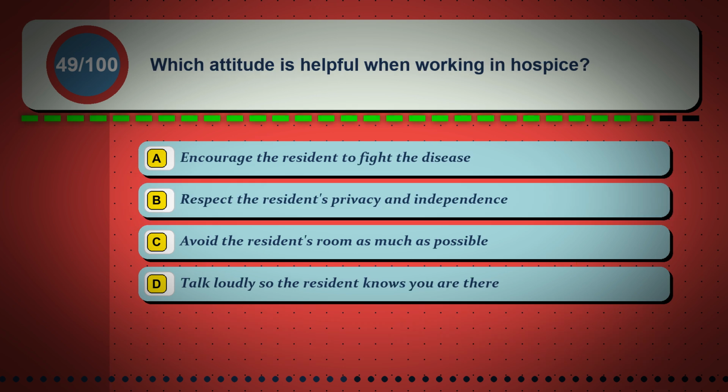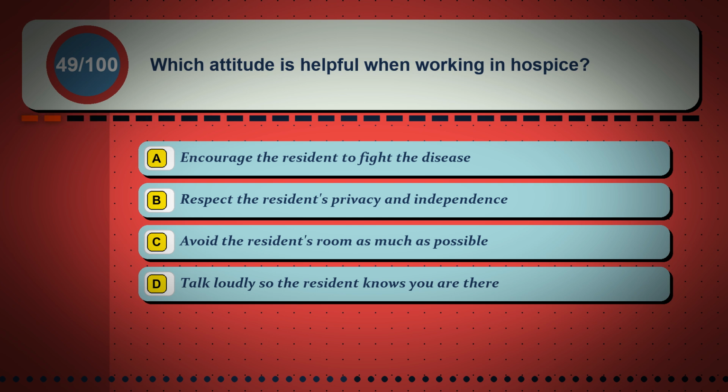Question 49. Which attitude is helpful when working in hospice? Option A. Encourage the resident to fight the disease. Option B. Respect the resident's privacy and independence. Option C. Avoid the resident's room as much as possible. Option D. Talk loudly so the resident knows you are there.